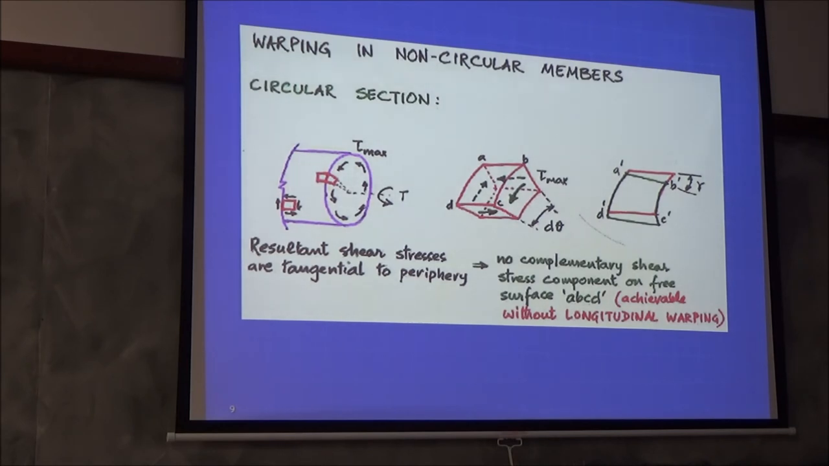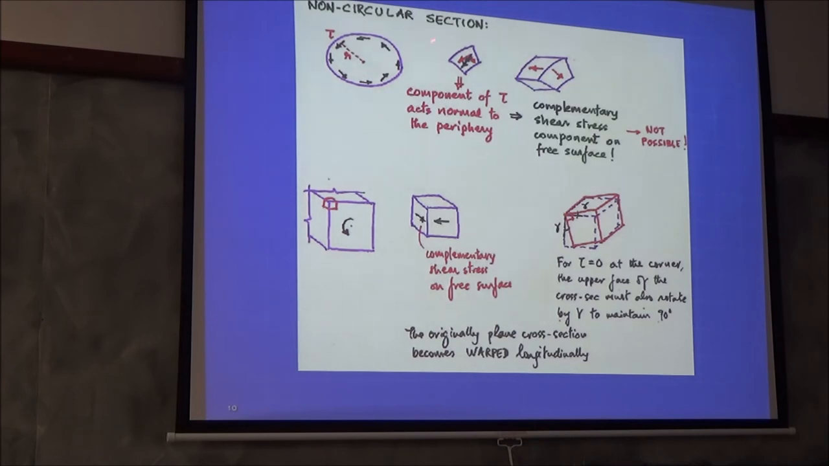Got it? But if you have a non-circular section and you do the same thing, you will find that there is a complementary shear component because of this angle, normal, which is not possible. Only in a circular section can you prove it won't happen. Here you will get a thing which is not possible. Similarly at the corner here, if you try to draw the complementary shear, you'll be forced to draw a complementary shear on the free surface, which is not possible.